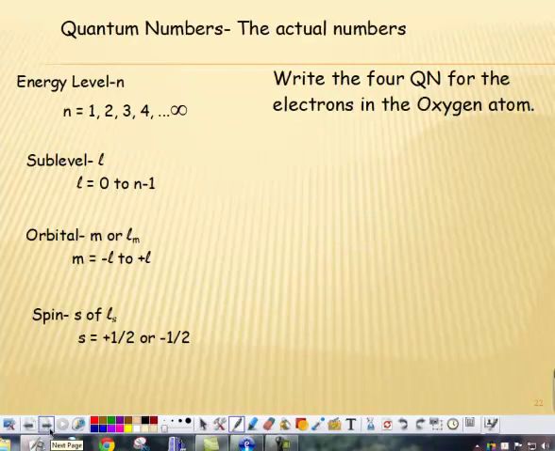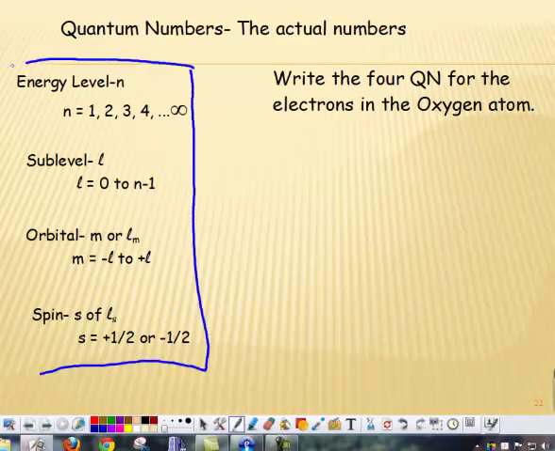All right, so here's a summary. We have the quantum numbers, and over here we have those formulas that I just showed you. What we want to do is write the 4 quantum numbers for the electrons in the oxygen atom. Oxygen on our periodic table is atomic number 8. It doesn't say it has a charge, so we're going to assume it's a neutral atom of oxygen. And if it has 8 protons, it has 8 electrons.